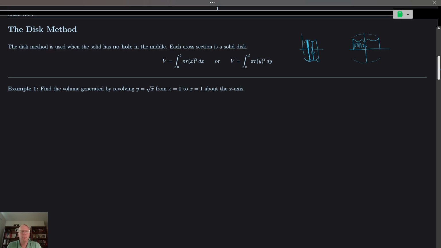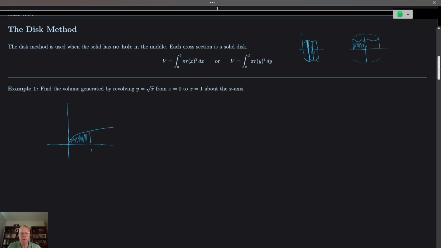Okay, so example 1, we're going to find the volume generated by revolving y equals square root of x from 0 to 1 about the x-axis. So you're going to need to be able to draw these graphs. I don't mean draw it accurately, but you need to know what square root of x looks like. We are going from 0 to 1 and rotating it around the x-axis.